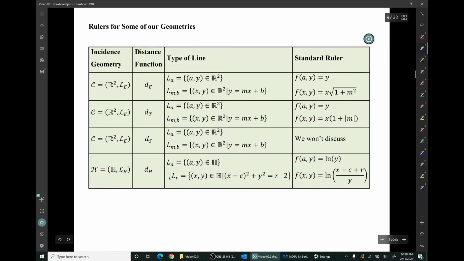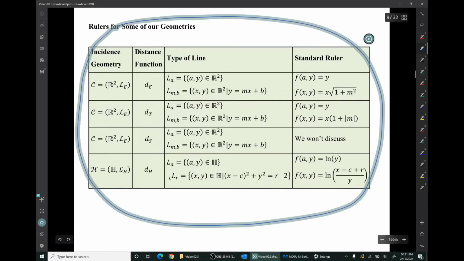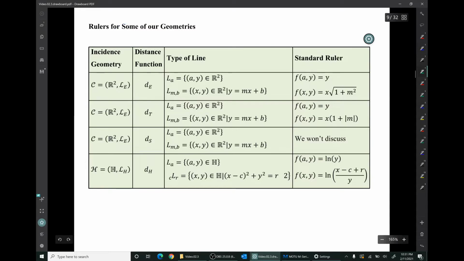In the previous video, we discussed this table of some standard rulers for the various kinds of lines in these metric geometries. So for instance, in the Euclidean plane, for a vertical line, the standard ruler is that function. For a non-vertical line, the standard ruler is that function, and so forth.